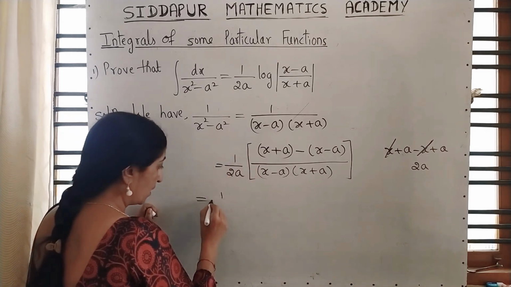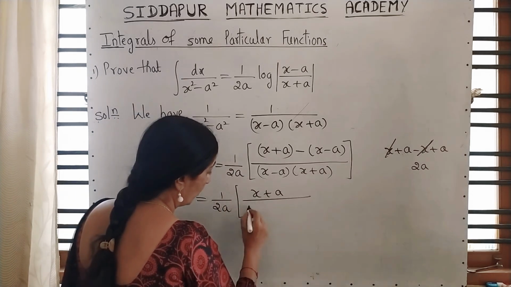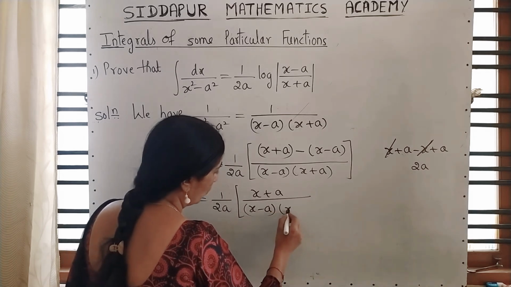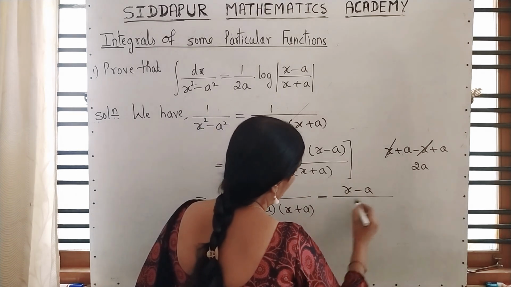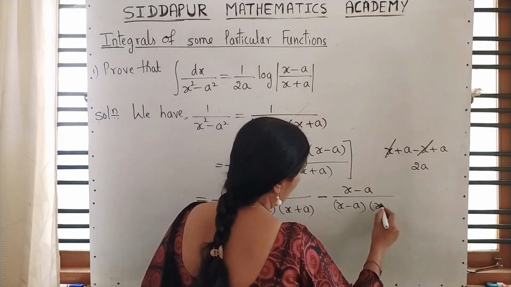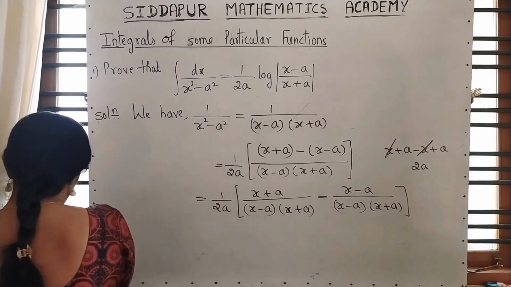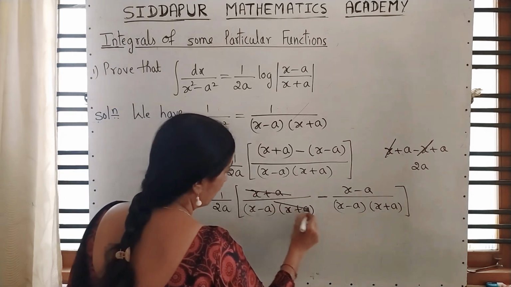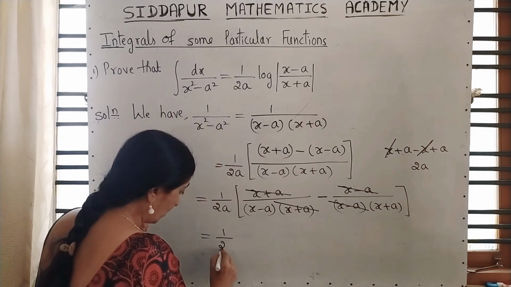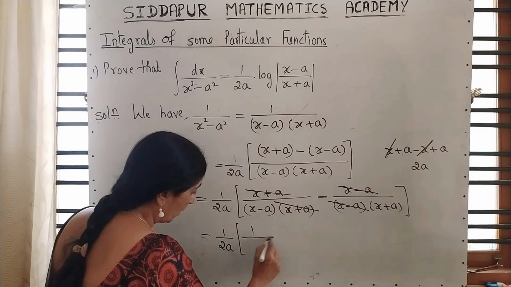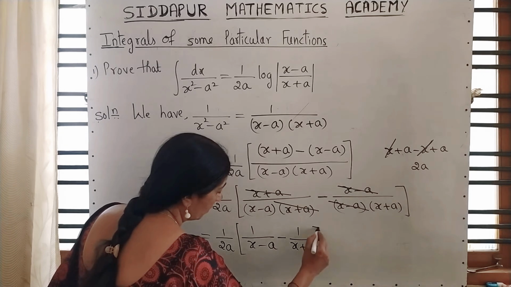Now take the denominator separately. x plus a upon x minus a into x plus a, minus, x minus a upon x minus a into x plus a. Is it interesting or what? Yes. Now x plus a gets cancelled. Here x minus a gets cancelled. We get 1 upon 2a, 1 upon x minus a minus 1 upon x plus a.